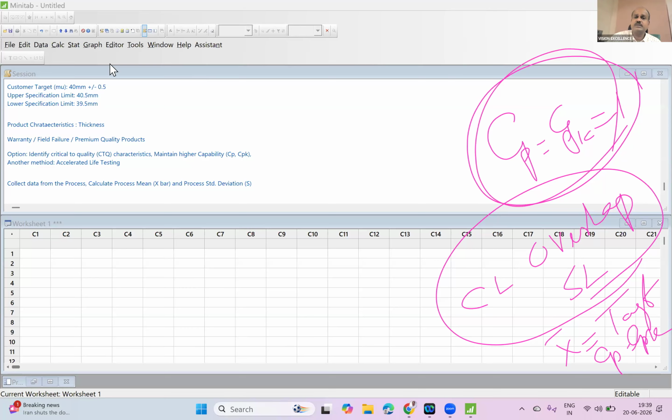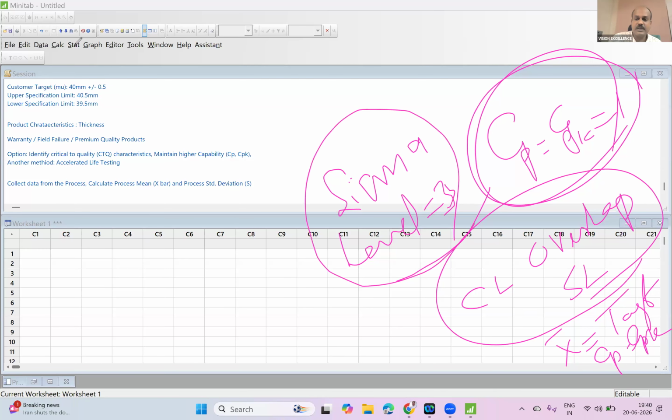And at this situation of CPK of 1, I write sigma level. The sigma level will be equal to 3. What I simply did, I multiplied the CPK by 3. What is the sigma level now? 3. If the process is operating at sigma level 3, what is the yield you can expect? First pass yield?